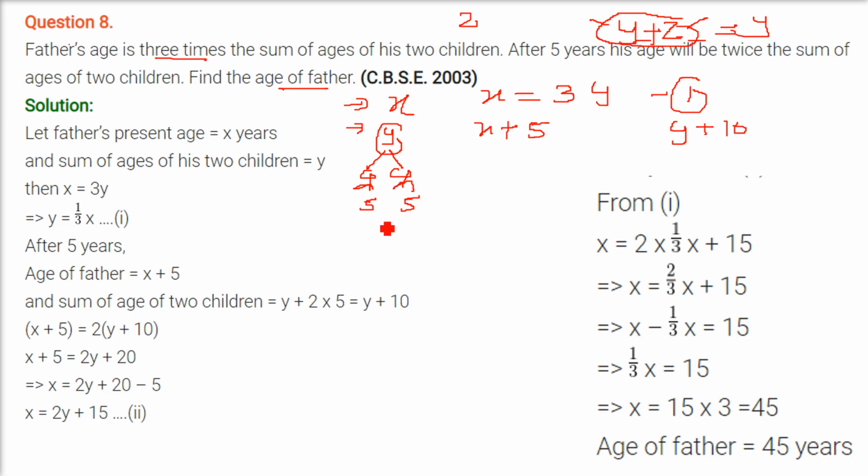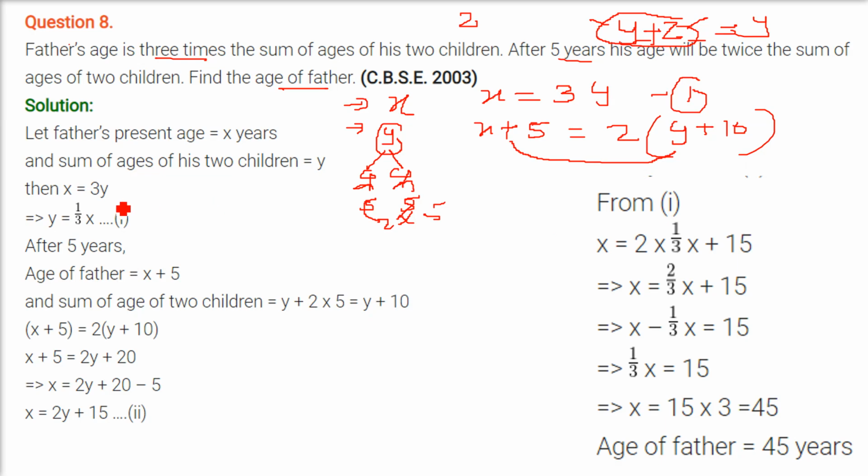That is 2 into 5, one for this kid, one for this kid. So we are adding y plus 2 into 5, that is y plus 10. Now what is the scenario? After 5 years, his age will be twice the sum of the age of 2 children. This will be twice of y plus 10. I hope you got this idea.